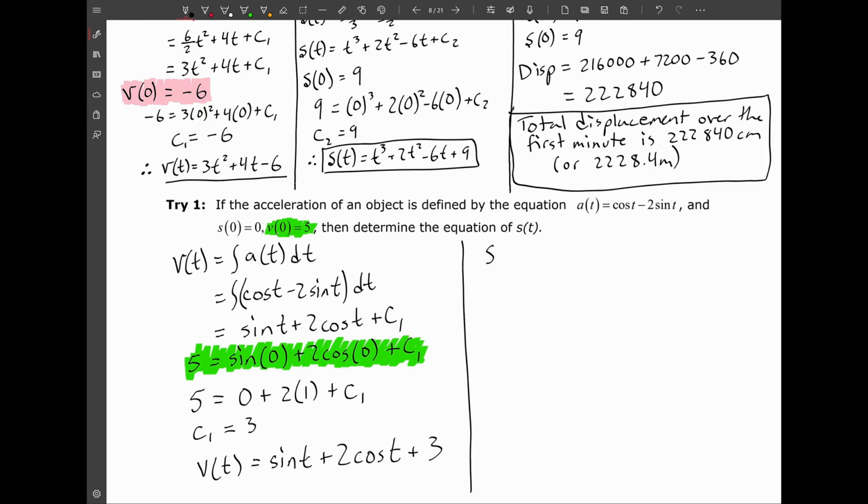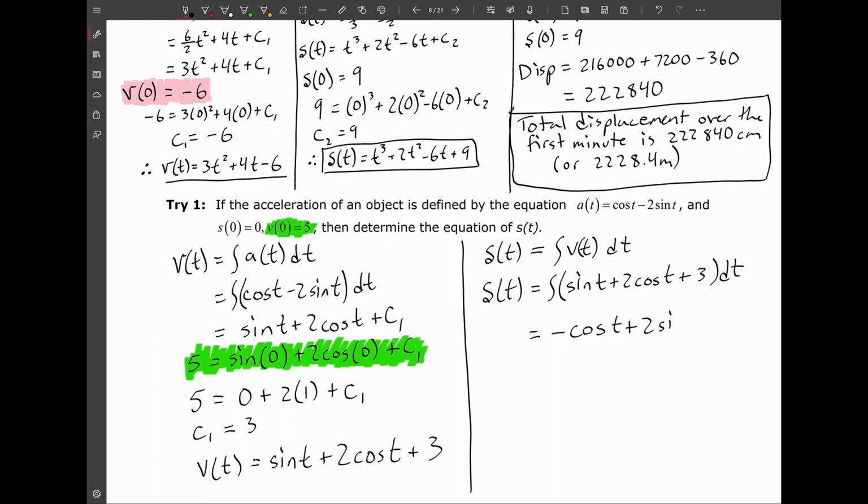So to get S of t, we need to take the most general antiderivative of V of t, dt. So this means that S of t is going to be the antiderivative of sine t plus 2 cosine of t plus 3 dt, which gives us negative cosine of t plus 2 sine of t plus 3t plus some constant I'm calling C2.